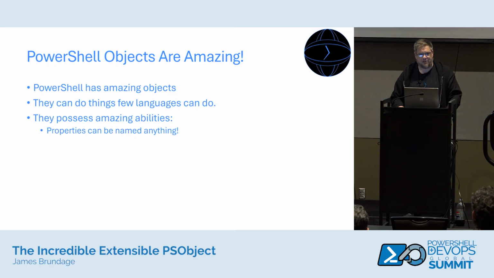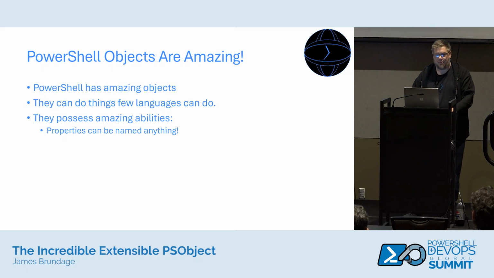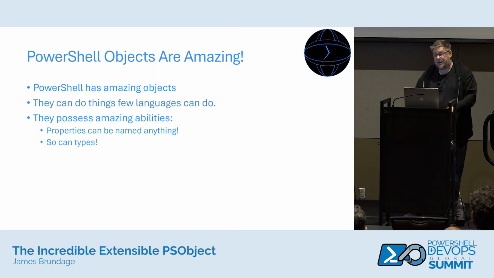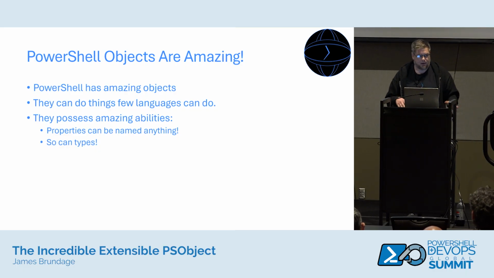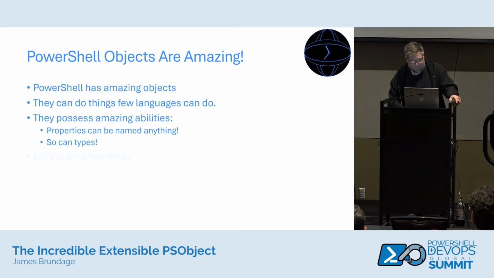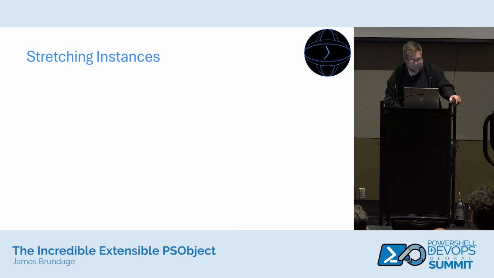If you're working in C#, you have a very finite number of characters that you can use to name your properties. You cannot, for instance, have a property named a URL. Totally illegal in C#, but fine in PowerShell. Types can also be named anything. Again, if you're in classic C# land, you have a finite number of characters that you can use to describe a type name. Not so in PowerShell. I can describe a type name using any sequence I'd like. So let's learn a few tricks.